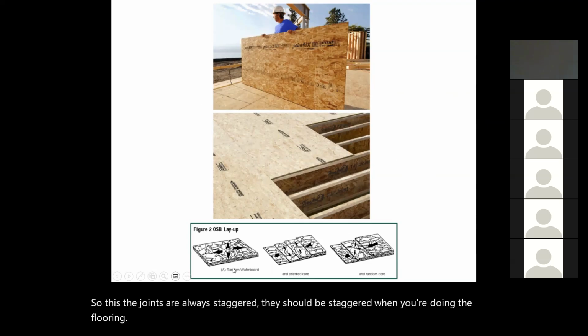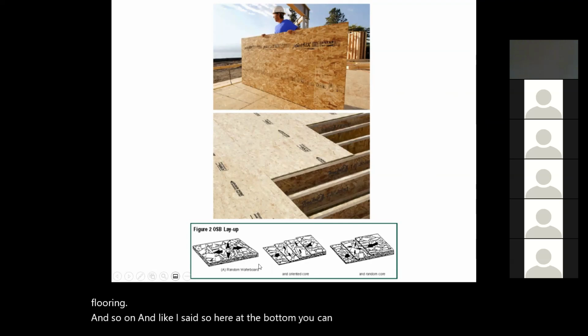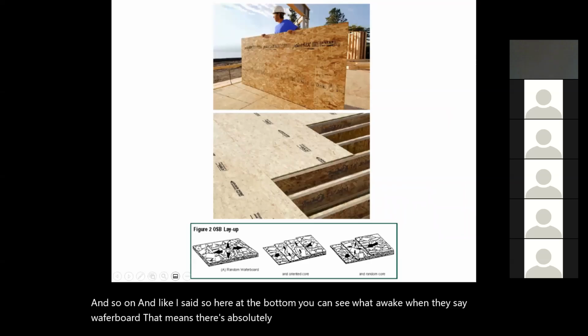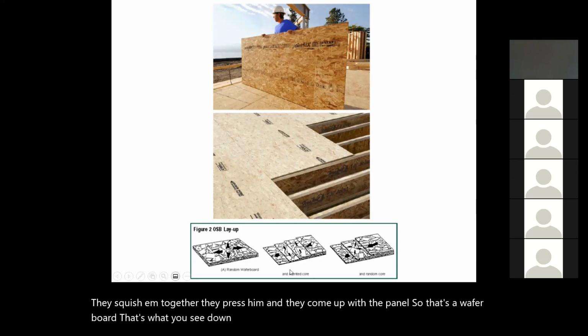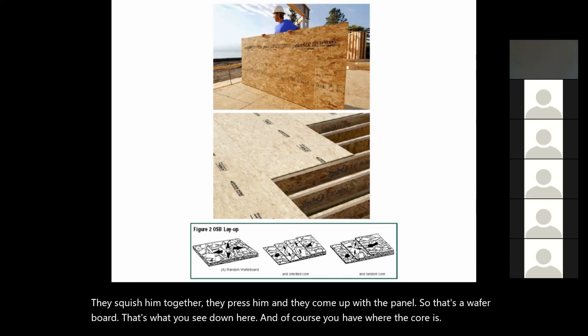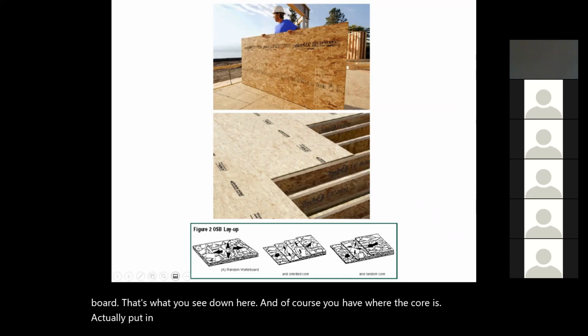Like I said, here at the bottom, when they say wafer board, that means there's absolutely no orientation. They just put all the chips together, squish them together, press them, and come up with a panel. So that's a wafer board. That's what you see down here. Then of course you have the type where the core is put in perpendicular to the outside face.